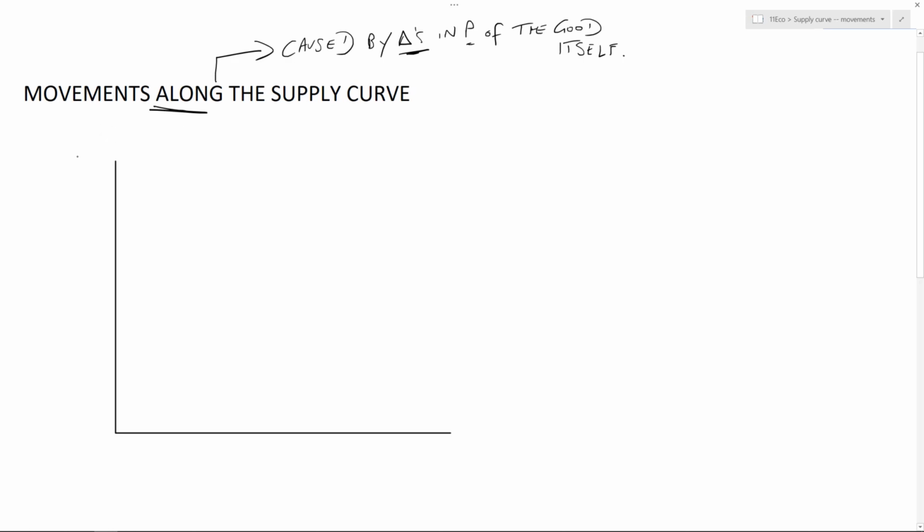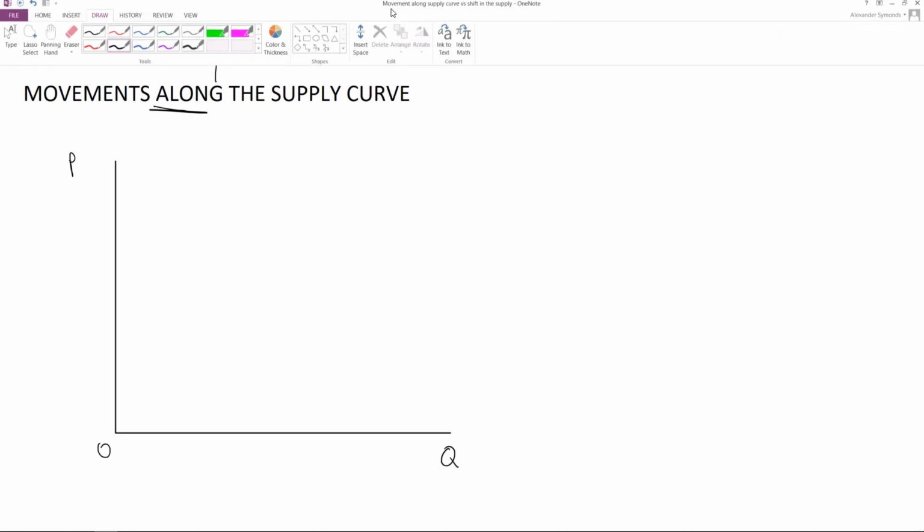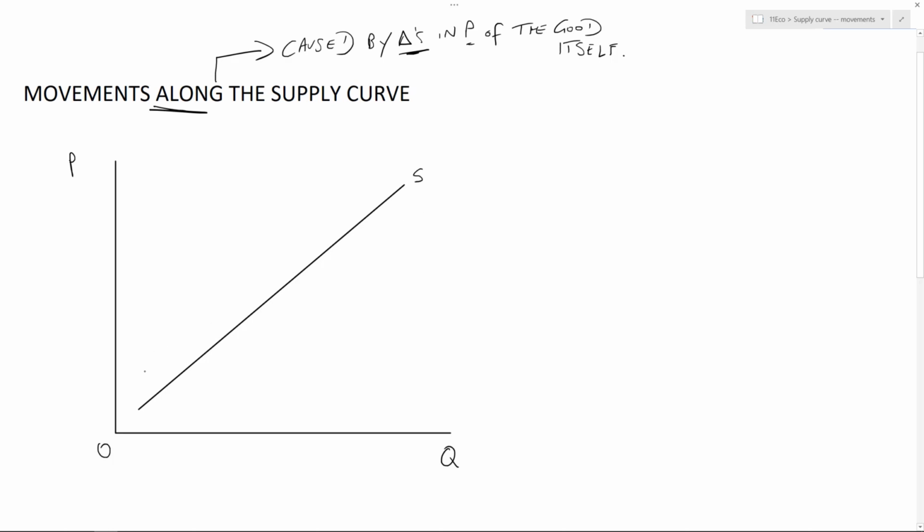So what we're going to do is set it up as we usually would. So I've got price and quantity and we've got 0 here. And what we'll do is we'll just draw the supply curve as we normally would. So we've got our supply curve here. You could do it on both sides if you wanted. And you can see that it is upward sloping, that our graph is following the law of supply, that as there is an increase in price, there will be an increase in quantity supplied.